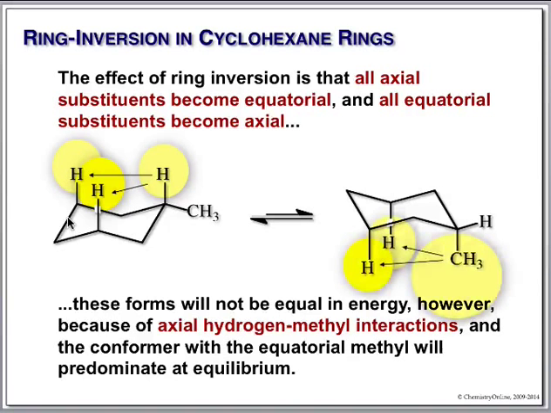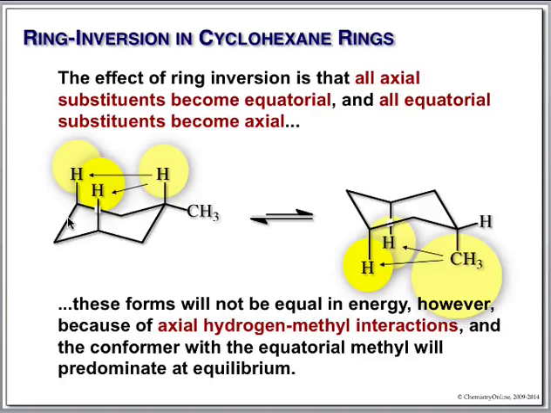The bottom line of all of this: in the book there's a table, and it's got energies in it as to how big something is, et cetera, et cetera. Don't worry about that. The bottom line is equatorial is good, axial is bad. If you have more than one substituent, the more equatorials you have, the better it is. The more axials you have, the worse it is. Equatorial is good.